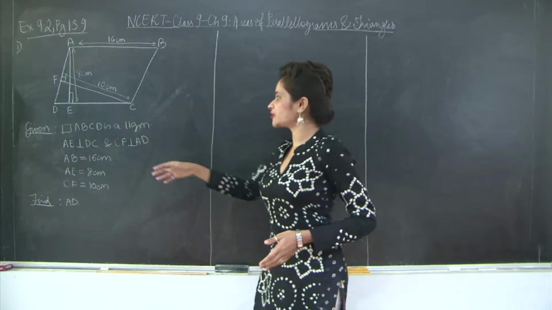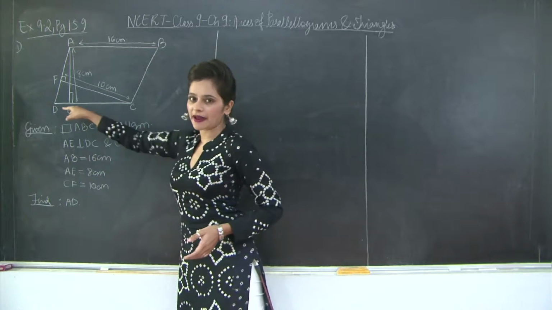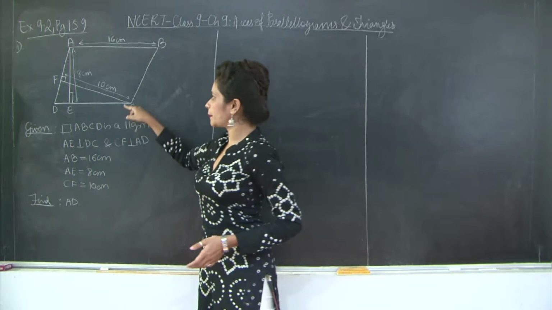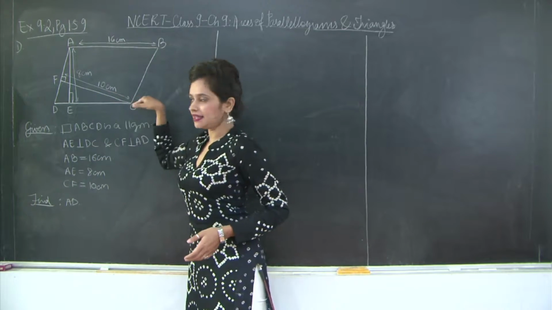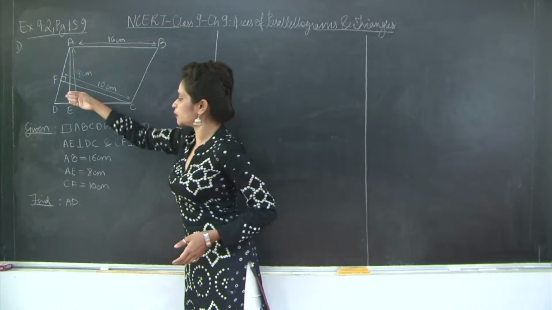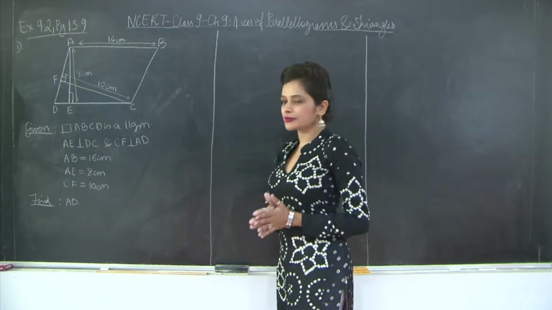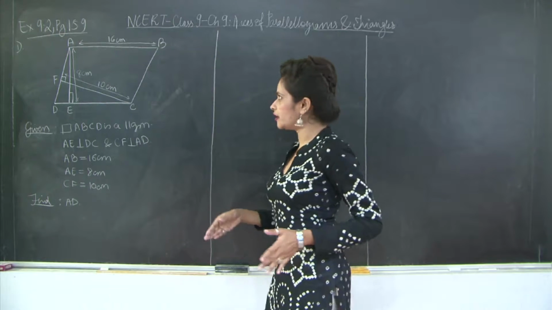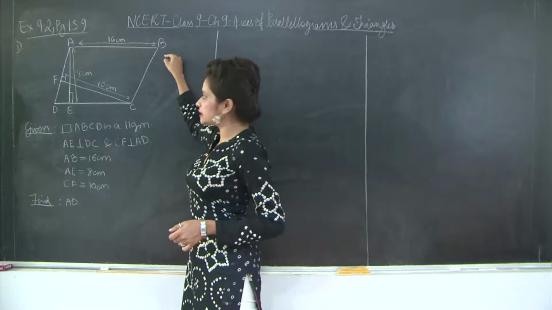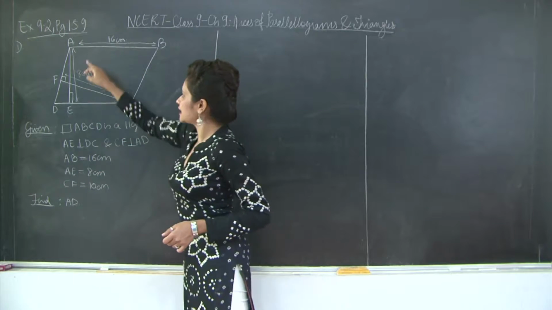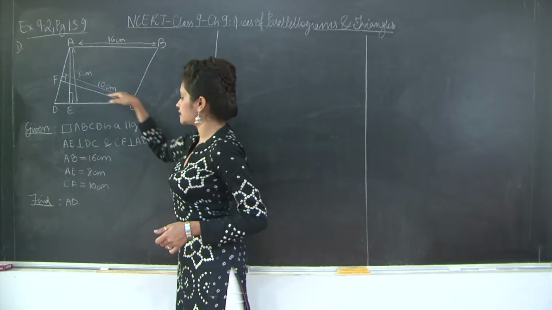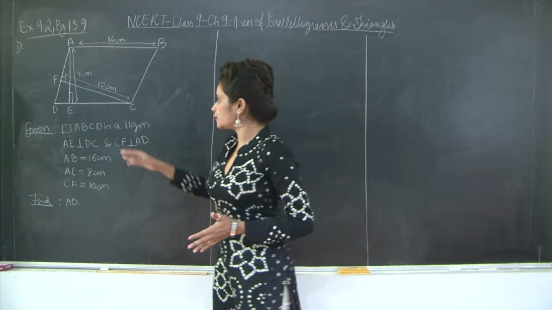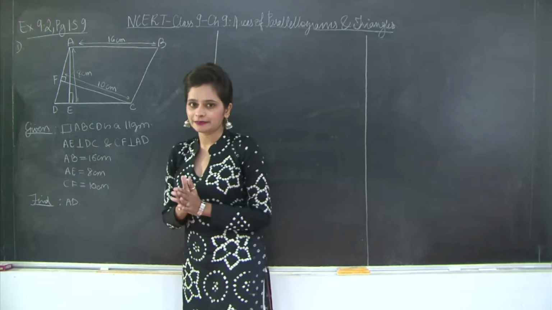So the first question, it's been given that ABCD is a parallelogram. You have AE perpendicular to DC and you have CF perpendicular to AD. Now the other measurements are given, which is also marked in the figure. That's AB is 16 centimeters, then you have AE as 8 centimeters and you have CF as 10 centimeters. You need to find the length of AD.